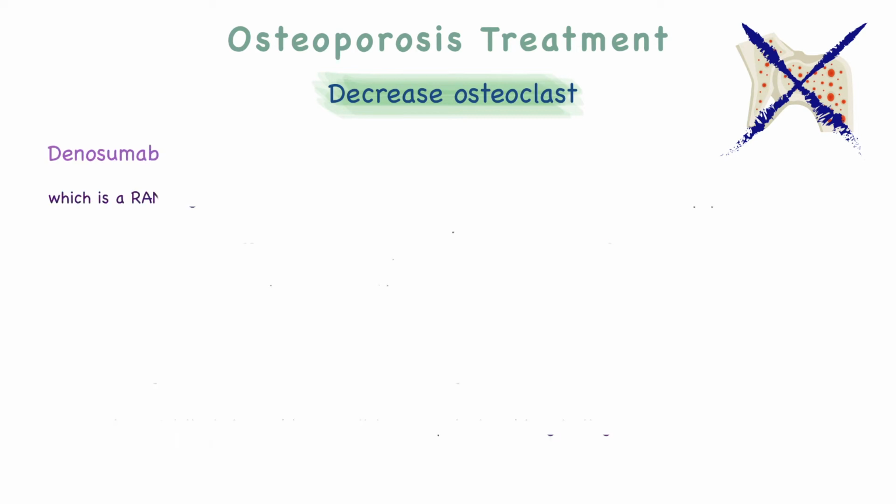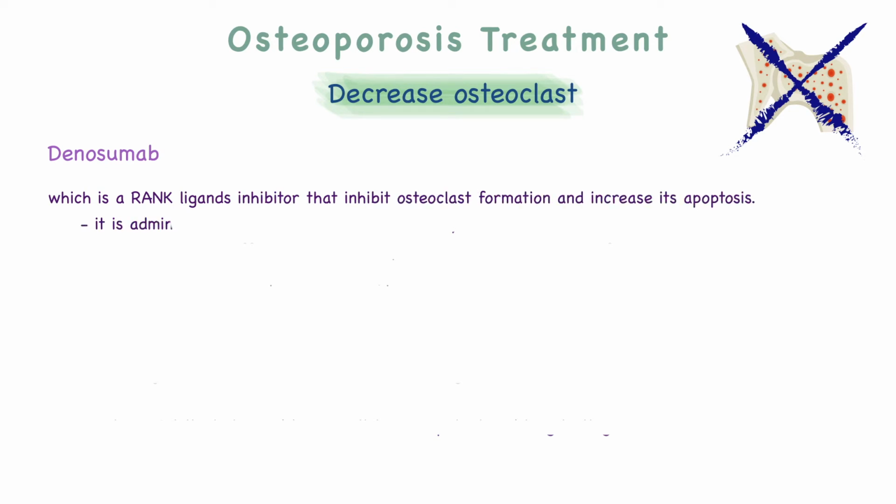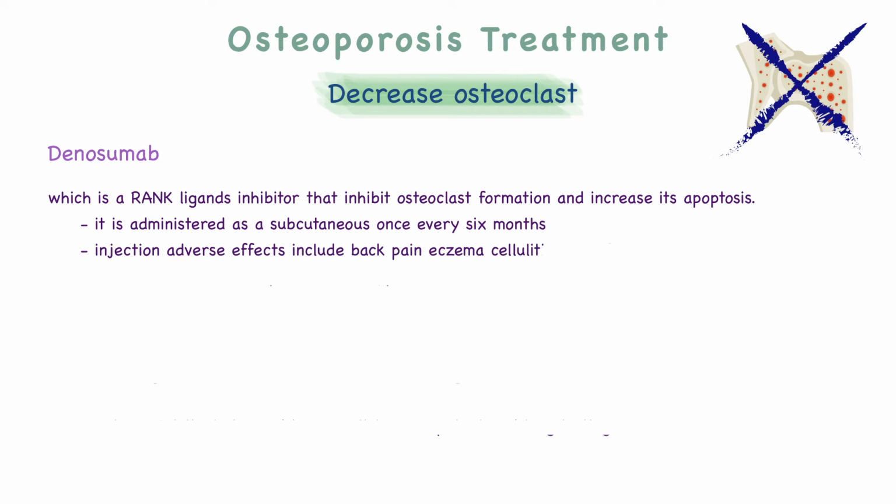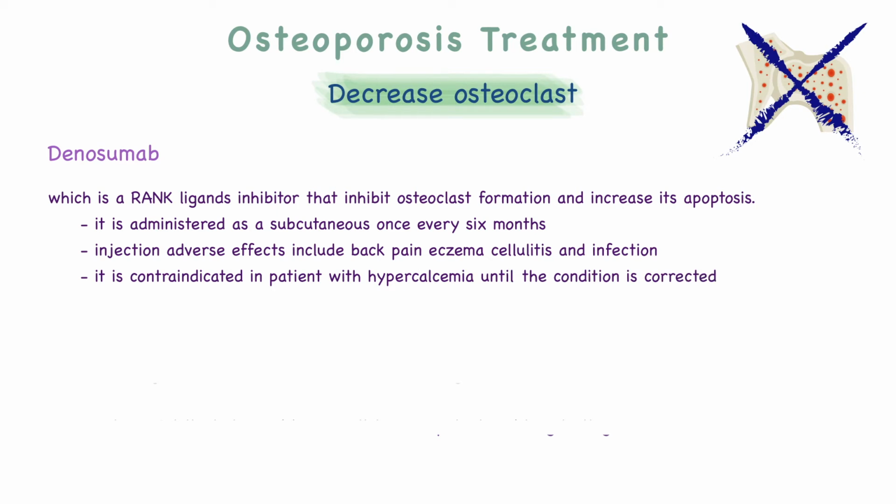Denosumab is a RANK ligand inhibitor that inhibits osteoclast formation and increases its apoptosis. It is administered subcutaneously once every 6 months. Injection adverse effects include back pain, eczema, cellulitis, and infection. It is contraindicated in patients with hypercalcemia until the condition is corrected.